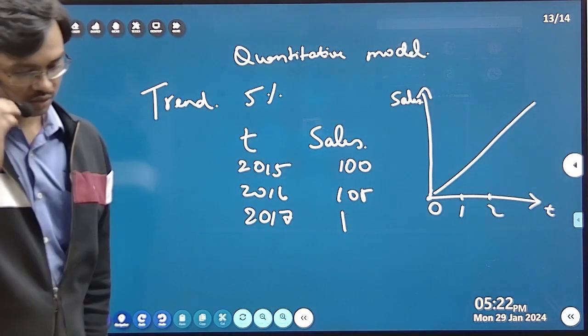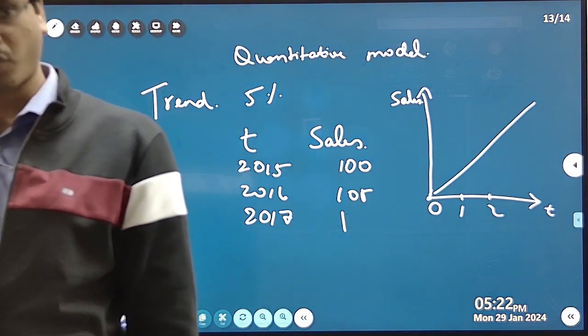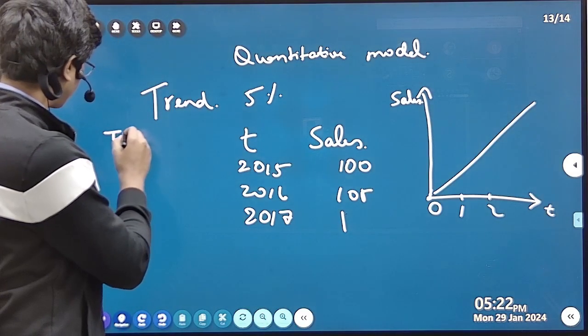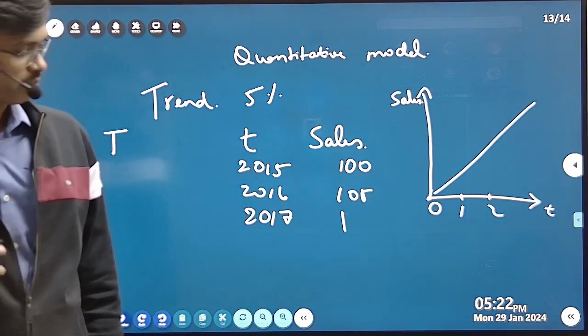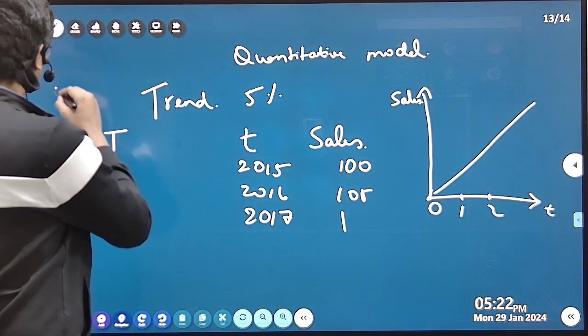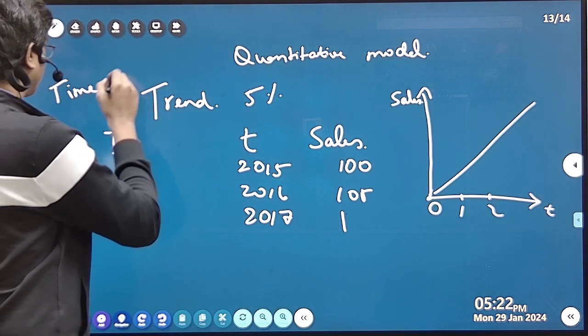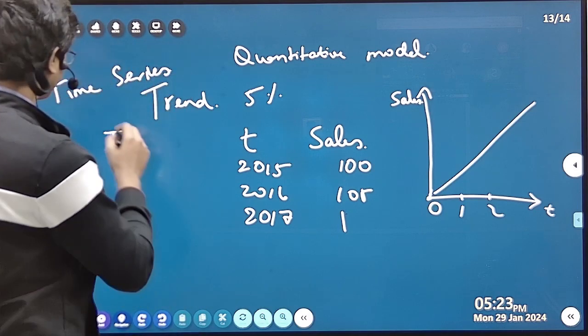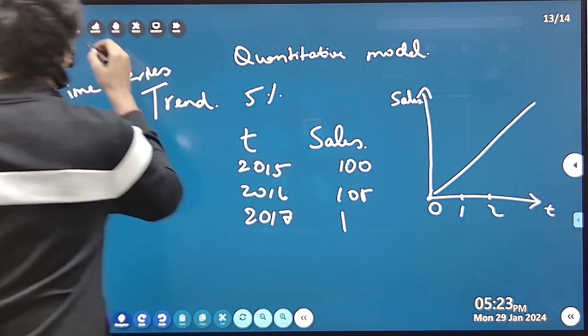A trend basically consists of 4 components. So a time series consists of 4 components. Time series is a quantitative method. So time series consists of 4 components. Let me just clear this.